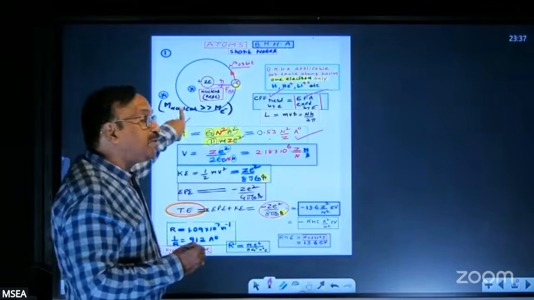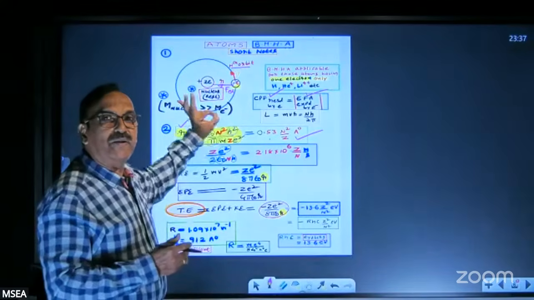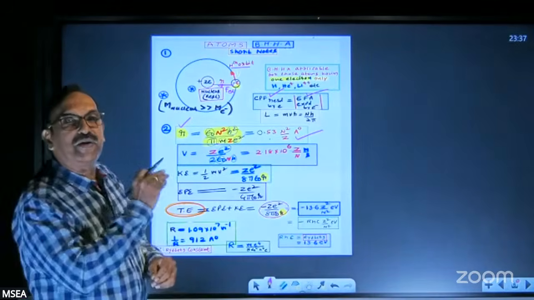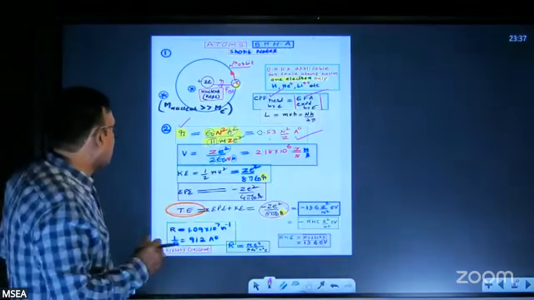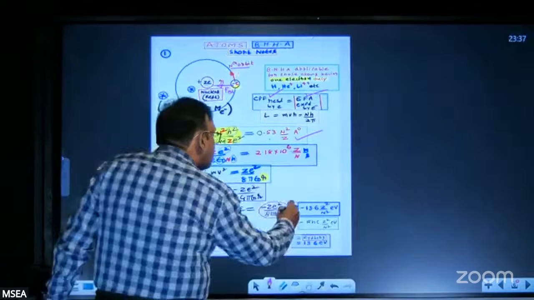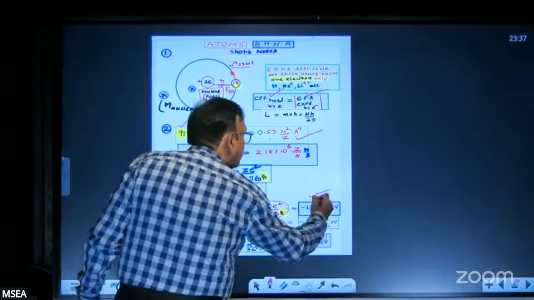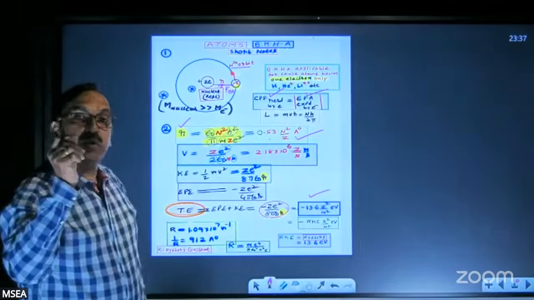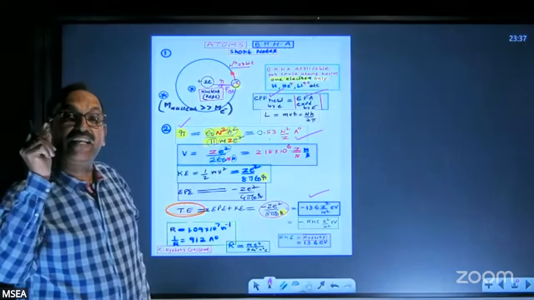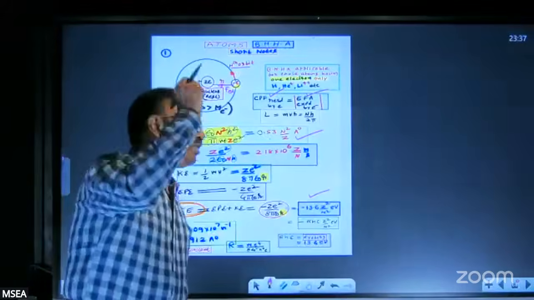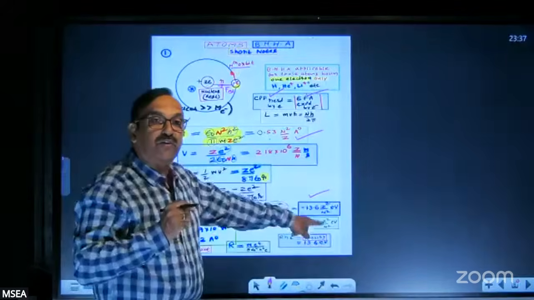So you have to be very good at it. All these formulae, you need to be thorough with. Okay, what is the total energy of electron in the nth orbit? Total energy of the electron in the nth orbit comes out to be minus 13.6 into Z square by n square in terms of electron volts. Minus 13.6 into Z square by n square electron volts.